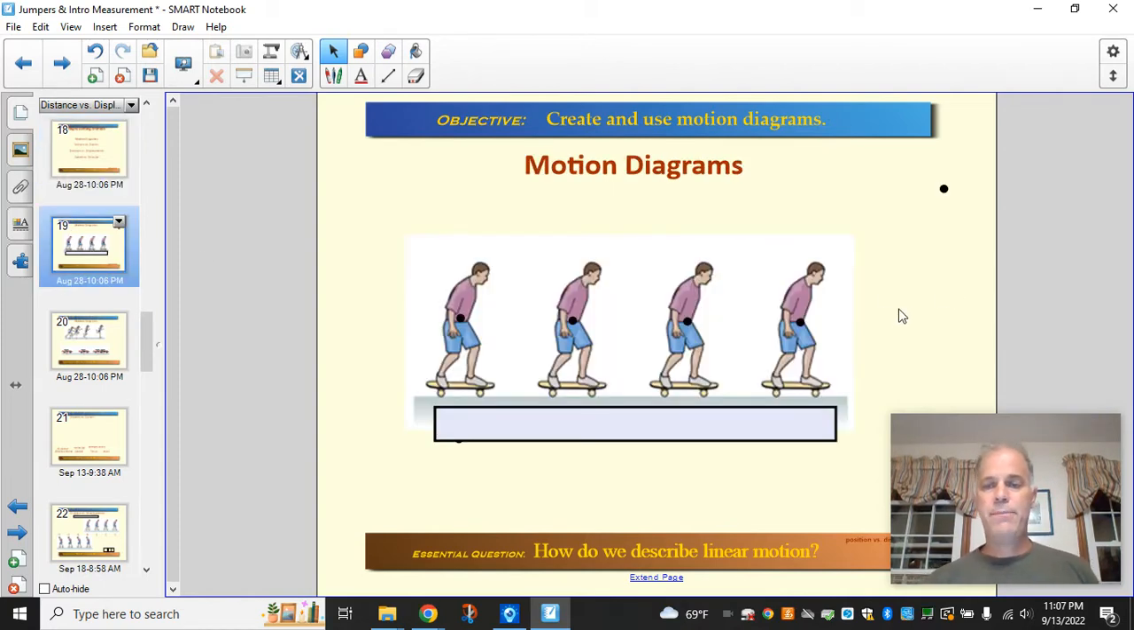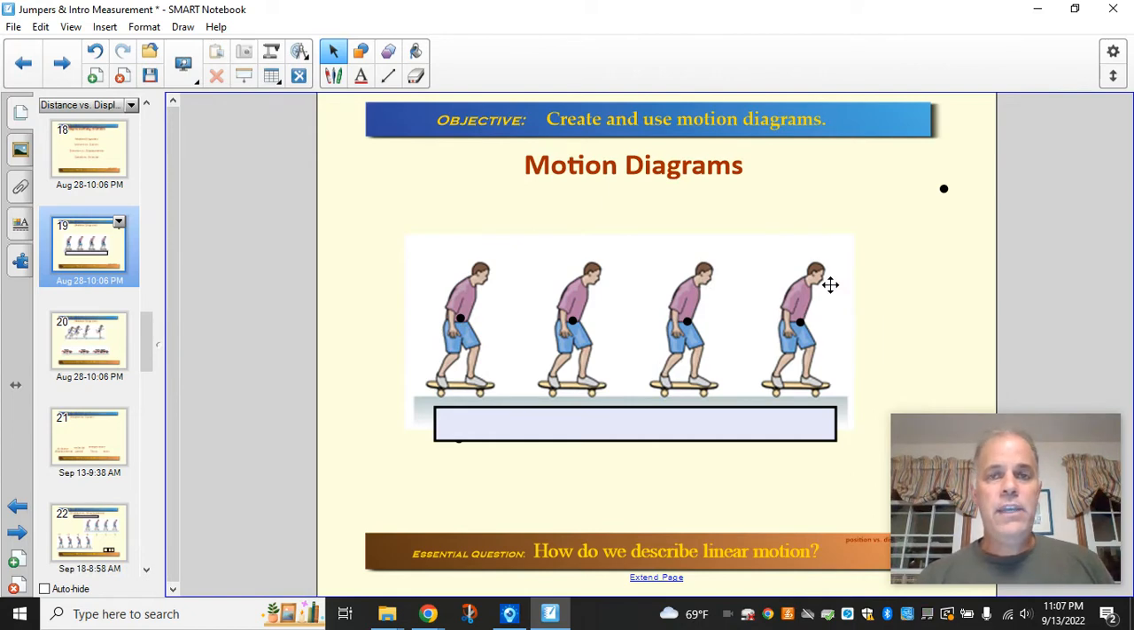First, motion diagrams. You can think of a motion diagram as a multi-exposure frame, if you will, where the dude's rolling along on his skateboard, and we take a flash, take a flash, take a flash, take a flash. So we have four positions as he rolls along.